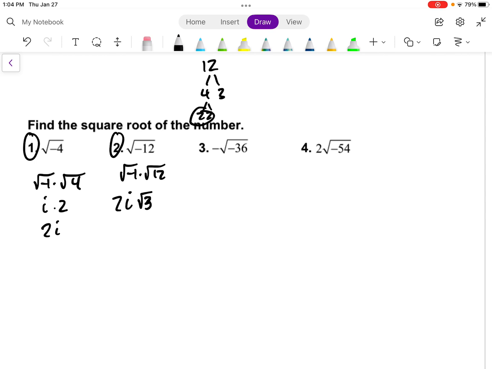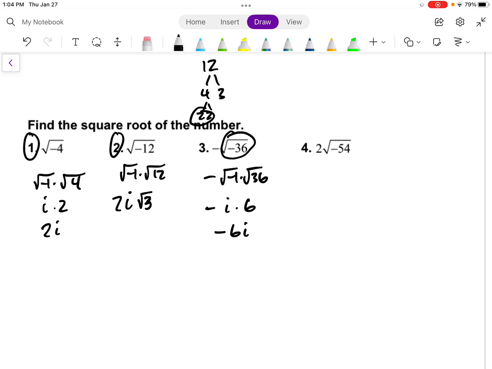Be careful on problems like number 3. If you have a negative out in front, you cannot times that through. So the negative just stays there, and then I'm just going to simplify the square root of negative 36. So that would be the square root of negative 1 times the square root of 36. That would be i. That would be 6. So you end up with negative 6i.